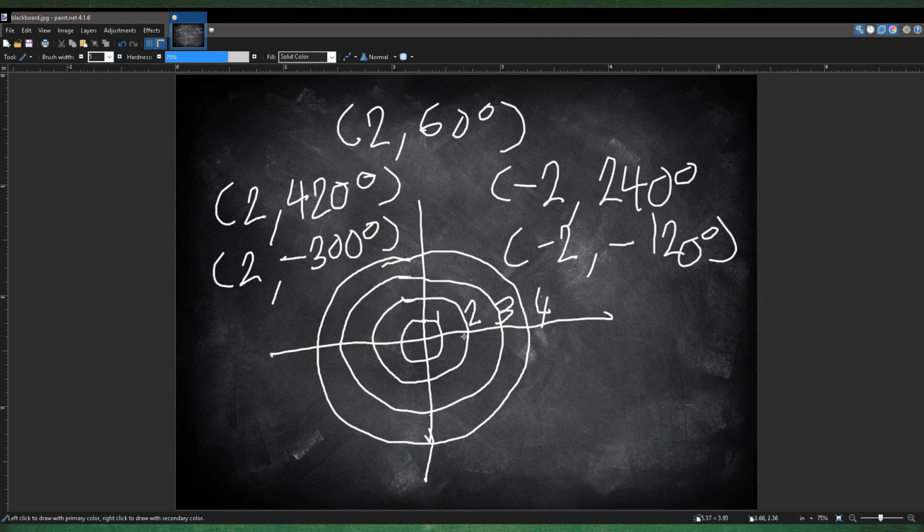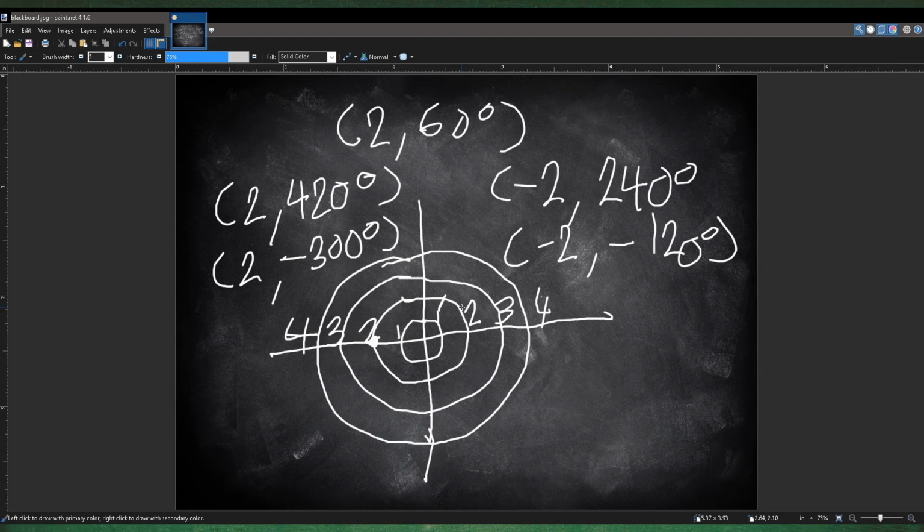So basically, instead of saying 2 is here, you go to the other side, because this is also 1, this is also 2, this is 3, and this is 4. But this is on the other side, so this has got to be negative 2. So you're going to start here, right? And then you have to go 240 degrees. So that's 90, that's 180, so you have to go 60 here.